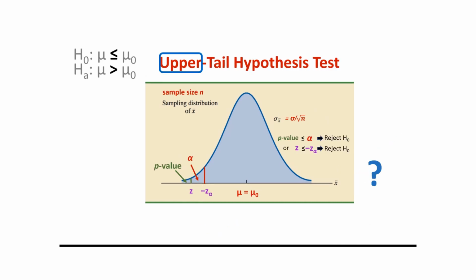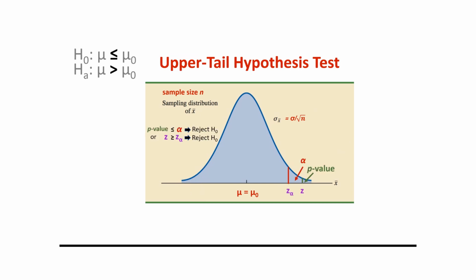How about an upper tail test? Well, everything now is happening on the upper tail of the distribution. The only change to our rejection rules is the inequality sign comparing our z statistic to our critical value. That changes direction since we are now looking at positive values.